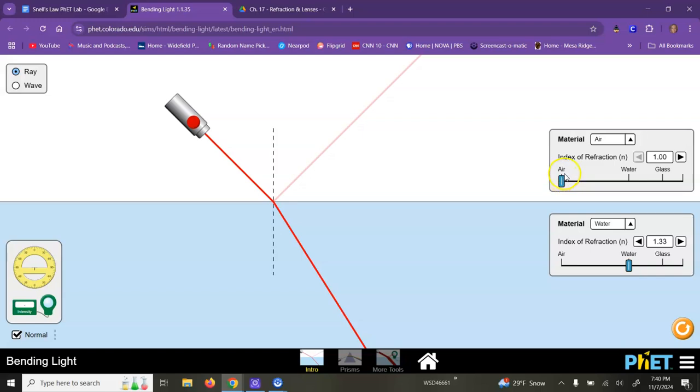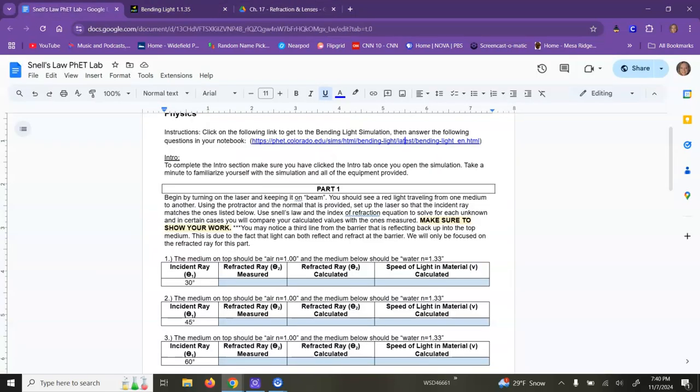We do have two indices of refraction. This material up here is air, this material down here is water, and I believe that's exactly what we're supposed to set up for. The medium on top should be air, the medium below should be water. Now, we're going to be showing our work, and we're going to be measuring the refracted ray first.